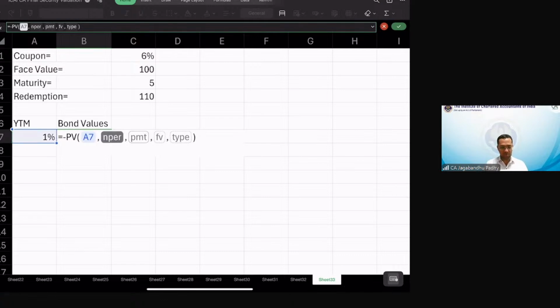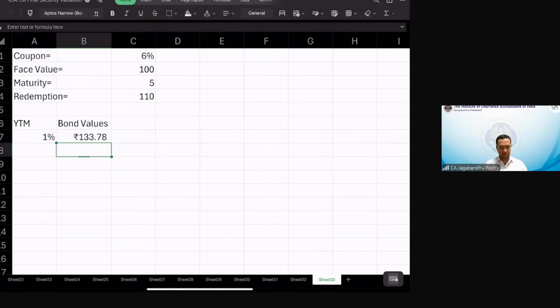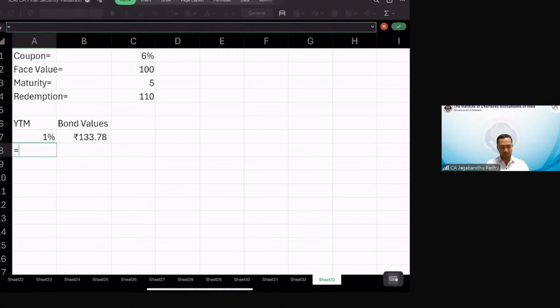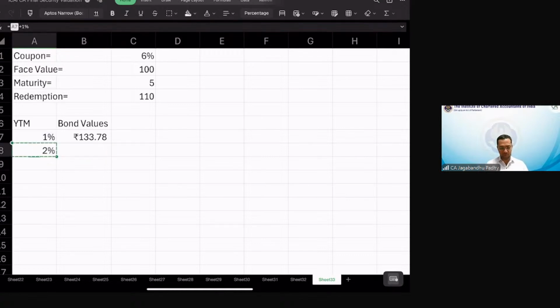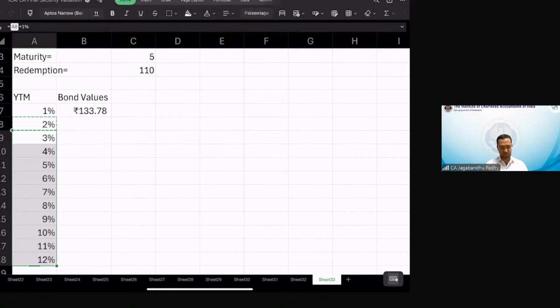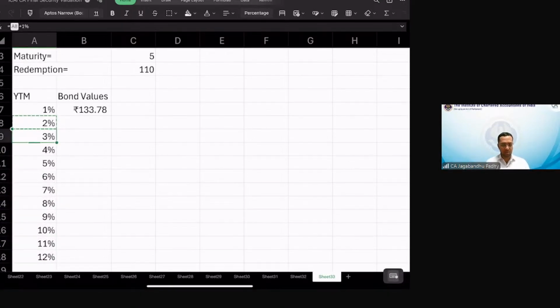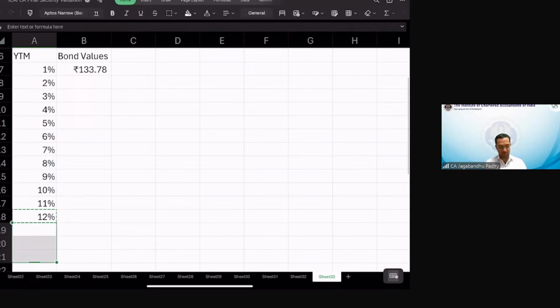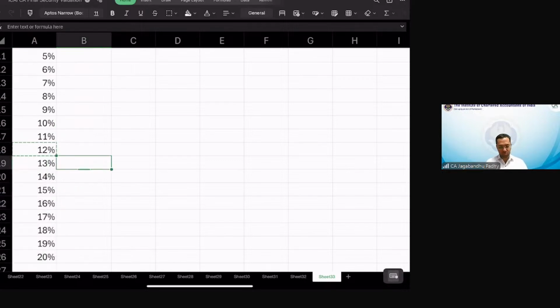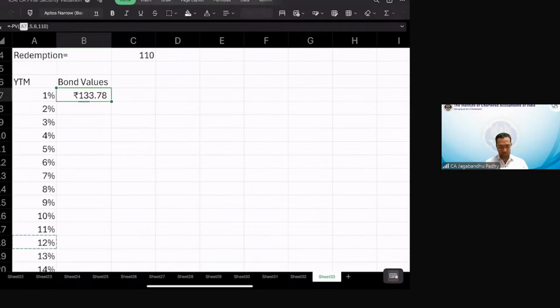So YTM is 1%, NPER was 5, number of years is 5. So PMT is the coupon, which is 6 rupees, and then the redemption value is 110. So we find that the bond value will be 133.78. So let me just increase this YTM by 1% up to, suppose, 20%. And now let me just get the bond values, guys.